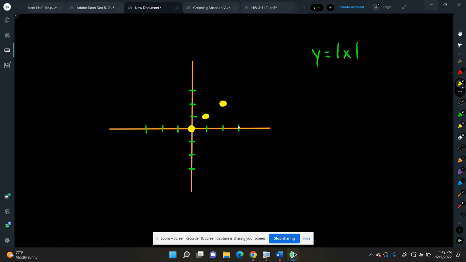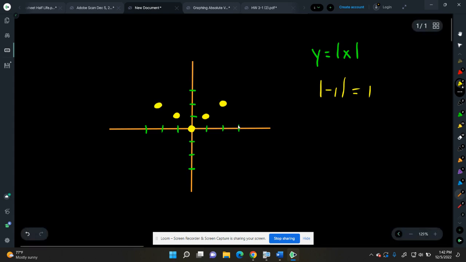What happens when x equals -1? What does y equal? What's the absolute value of -1? +1. So when x equals -1, y equals +1. When x equals -2, what does y equal? +2. So if you look at our graph, it actually looks like a V. In fact, it is a V.